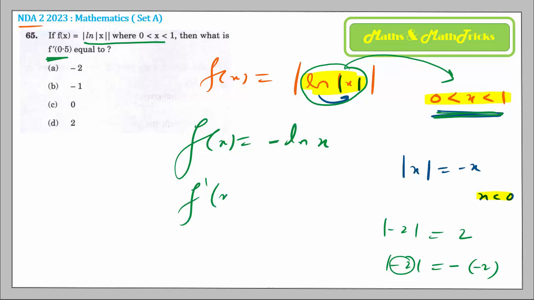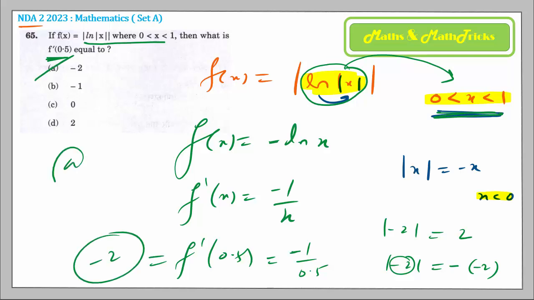So what is the derivative? First of all, it is minus 1 by x. So at 0.5, which means half, minus 1 by 0.5. 0.5 is half. Reciprocal of half is 2. So it's 2, but minus is there, so the answer is minus 2. Hence the option A here.